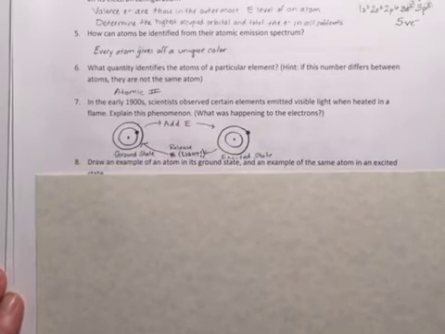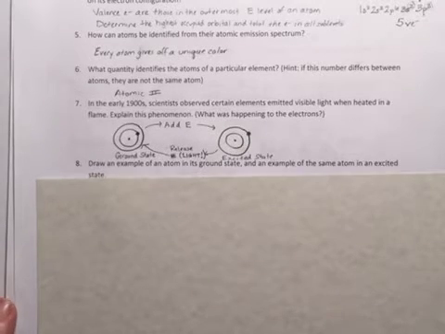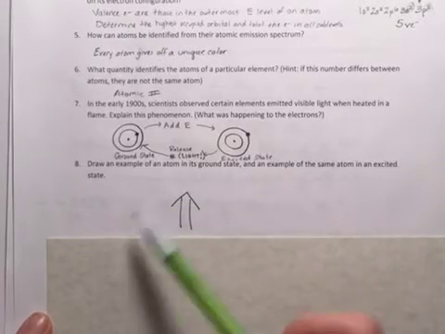So your next question says draw an example of an atom in its ground state and an example of an atom in its excited state. Guess what? You just did. There they are.